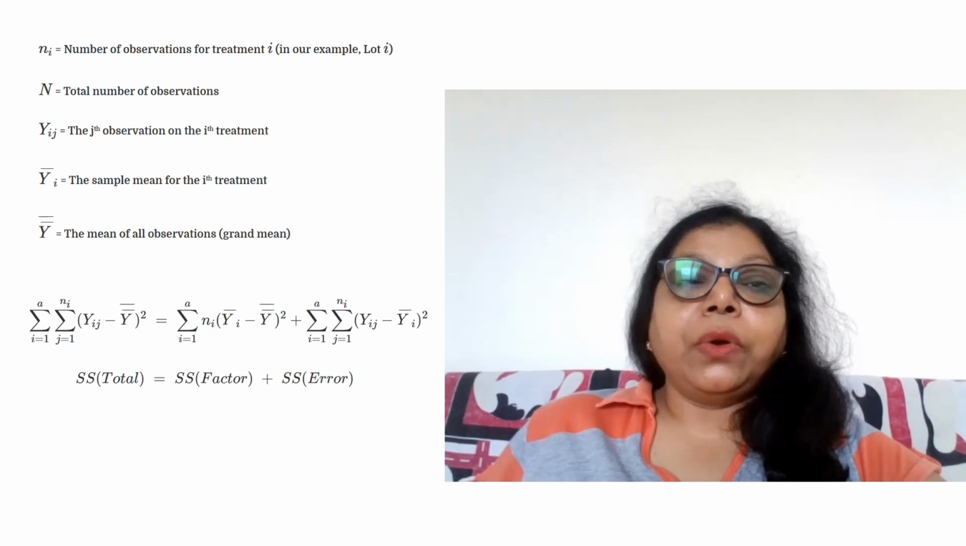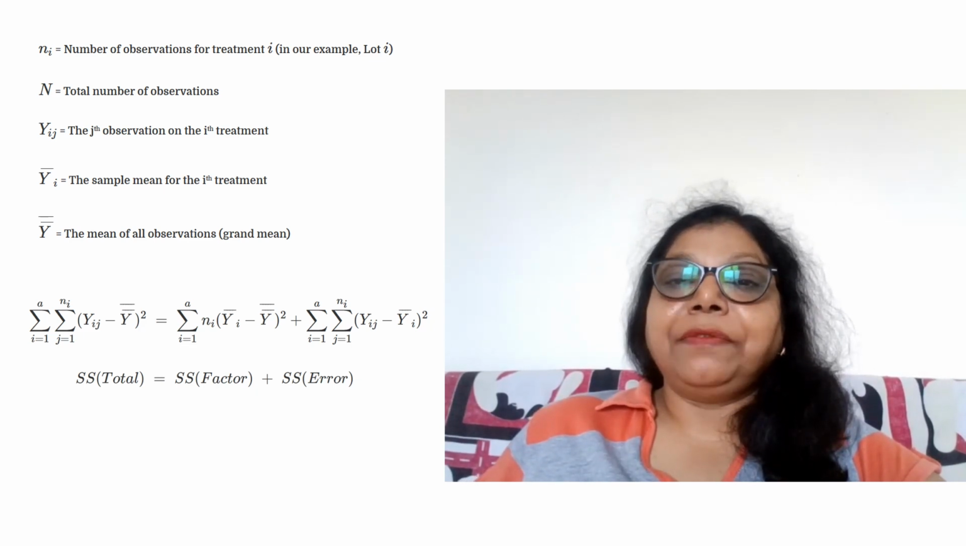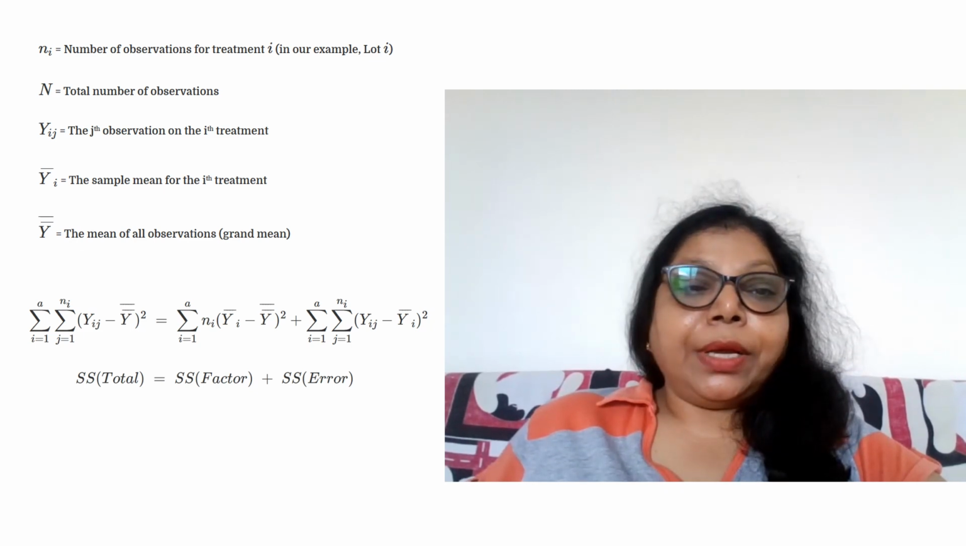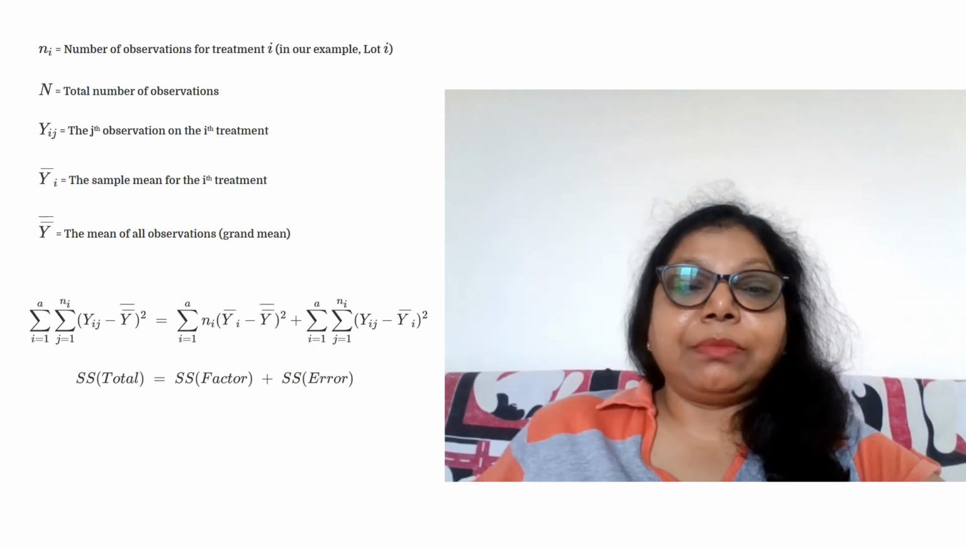Putting all these things in the formula, we get: the summation of (Yij minus Y bar) squared is equal to the summation of (Y bar i minus Y bar) squared plus the summation of (Yij minus Y bar i) squared. With these definitions in mind, let's understand the sum of squares column from the ANOVA table.